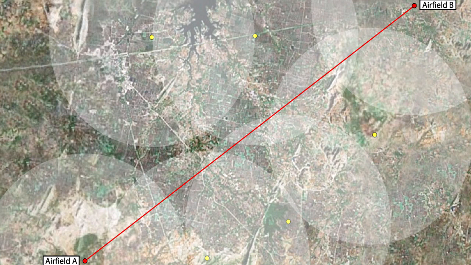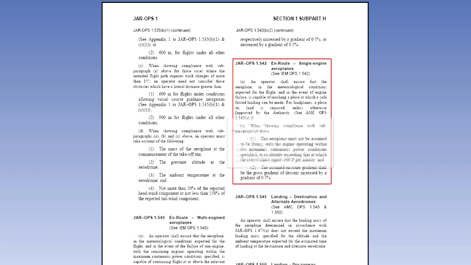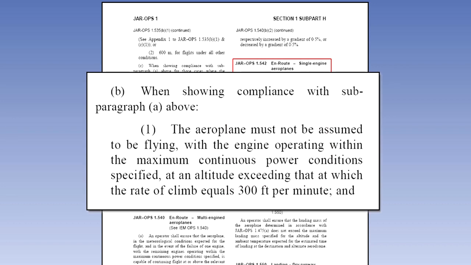However, when planning the altitude, another regulation must be borne in mind. JAR Ops 1 states that when complying with the safe forced landing rule, the aeroplane must not be assumed to be flying, with the engine operating at maximum continuous power, at an altitude exceeding that at which the aeroplane's rate of climb equals 300 feet per minute.